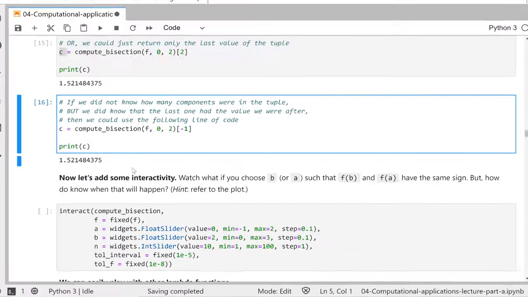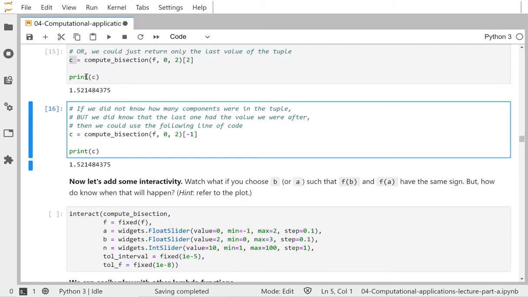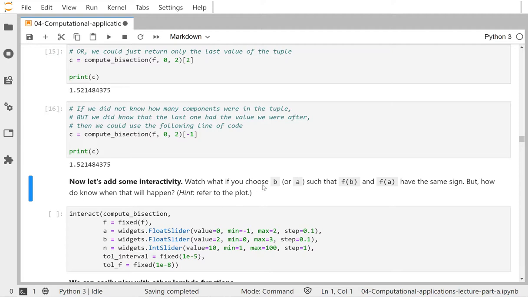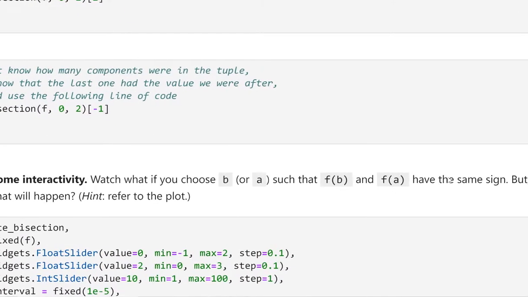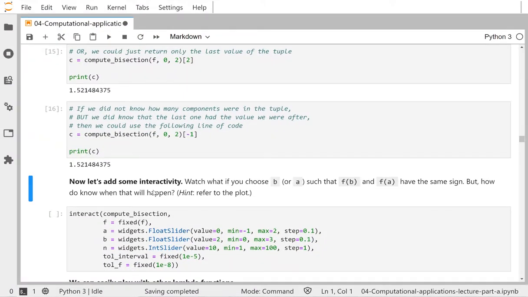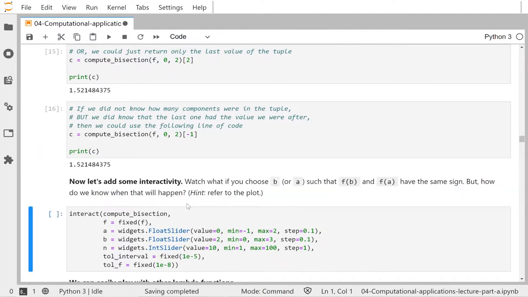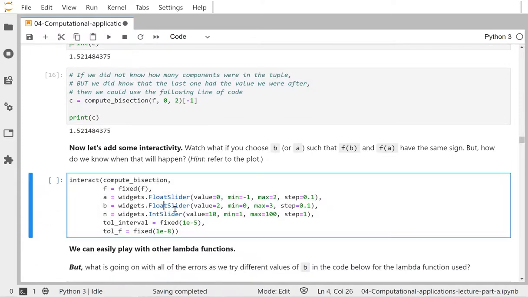So while this shows that the algorithm's working on a function where we already know what the approximate root is, we should really add some interactivity. Let's watch what happens if we choose B or A such that f of B and f of A have the same sign. But how do we know when that will happen? So you could refer to the plot.